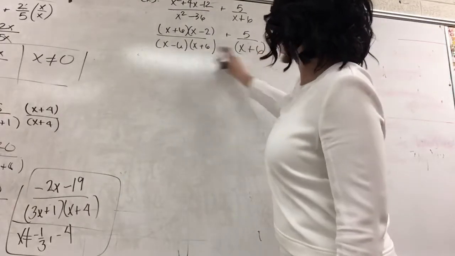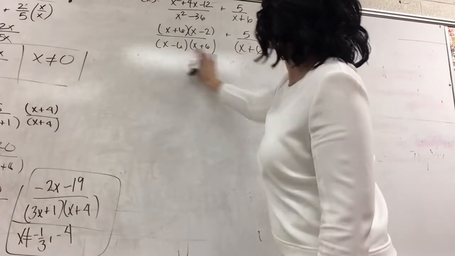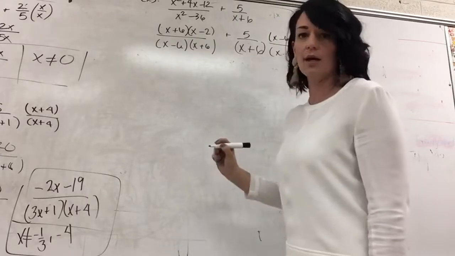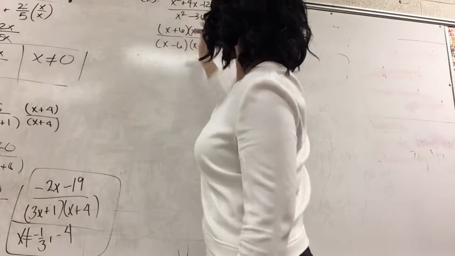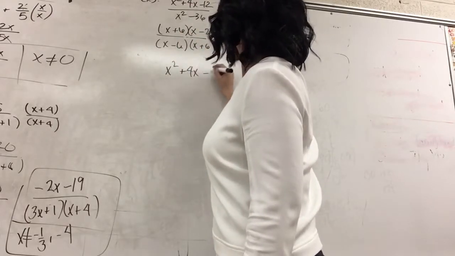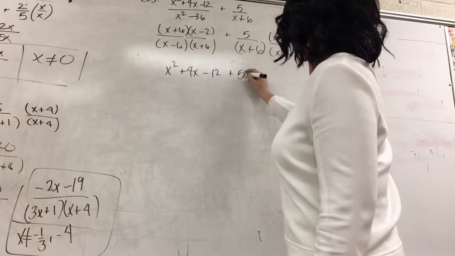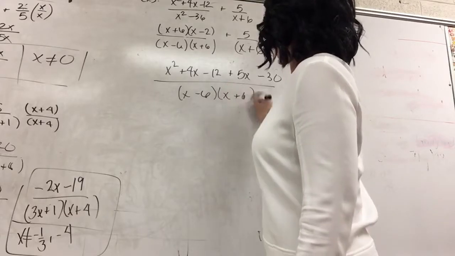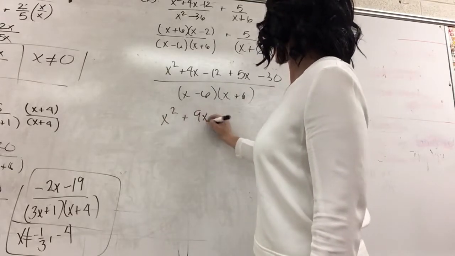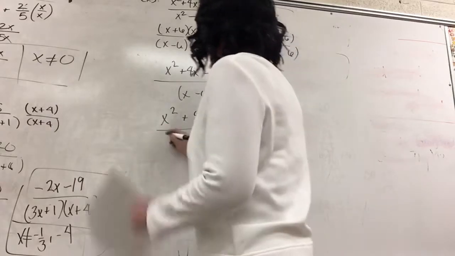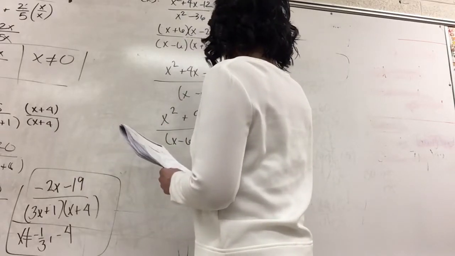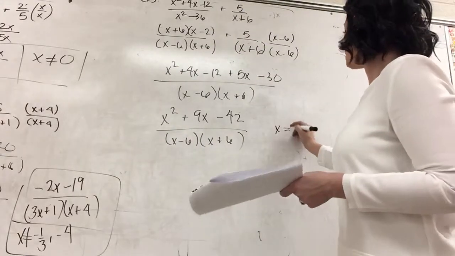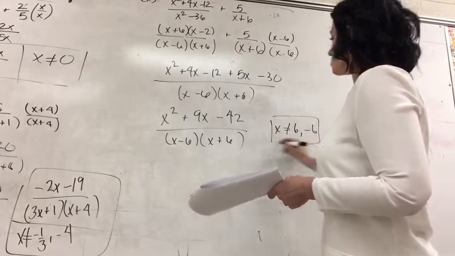So these guys both share the x plus 6. So in order to have a common denominator, I actually only need to multiply this side by x minus 6 over x minus 6. Okay? And then we can write it as one big expression, and I'm actually going to unfactor that top so I can collect like terms, plus 5x minus 30 all over x minus 6 times x plus 6. So I end up with x squared plus 9x minus 42 over x minus 6 times x plus 6. Okay? And then x cannot equal 6 or negative 6 are the restrictions.